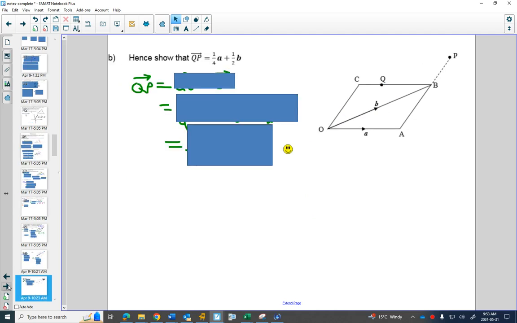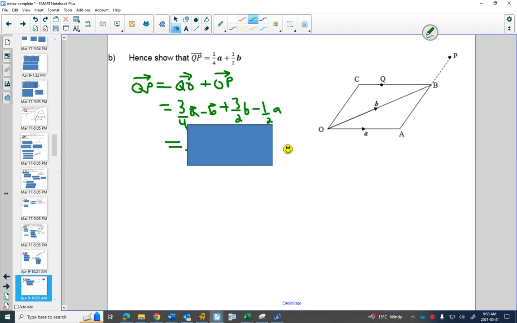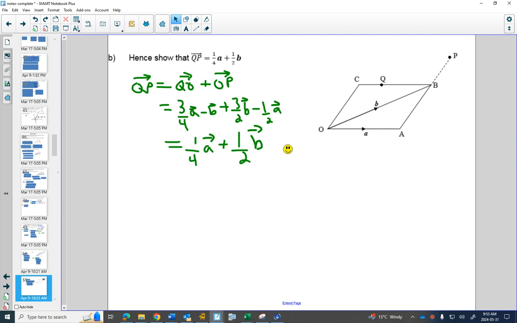So now we can get from Q to P by going from Q back to O, and then going from O to P. And Q back to O is just the negative of what we had before, so now that's 3/4 A minus B, and O to P was 3/2 B minus 1/2 A, and you could simplify this, and apparently it's going to be 1/4 of A and 1/2 of B.